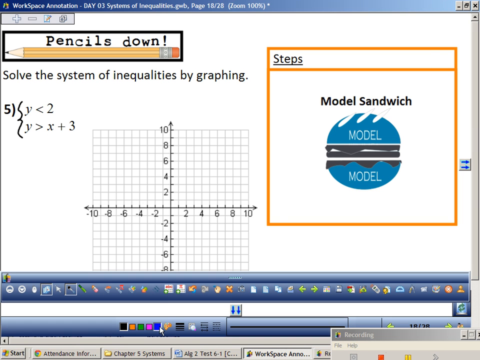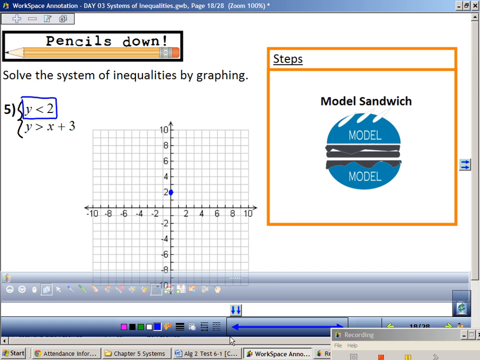So I'm going to change my color. I'm going to start with blue and graph y is less than 2. I know that is a 0 slope, so I just need to begin at 2 and draw myself a line, only we need to talk about whether that line is solid or dotted. That's a dotted line because it does not include those values. So I'm going to make myself a dotted line right there.